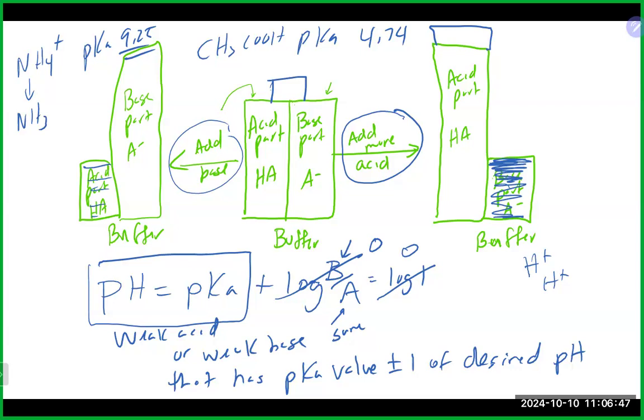So when choosing what to make your buffer out of, you want to find, again, either a weak acid or a weak base that has that pKa value that is plus or minus 1, basically, of your desired pH of your buffer. Any questions on that there? Questions on how buffers work to maintain pH?